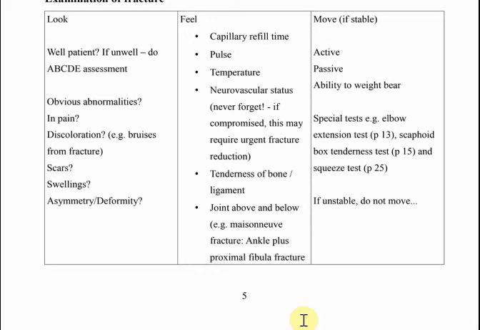Okay, so let's recap. In examination of fracture, look, palpate, and move. Look, is the patient well, unwell, any scars, swellings, asymmetry. Feeling distally initially, feeling for a pulse, any neurovascular status, any tenderness, any joint above or below, and finally movement, performing active and passive movement.